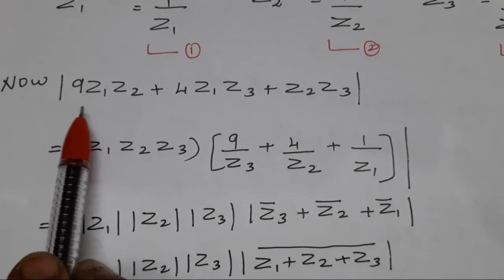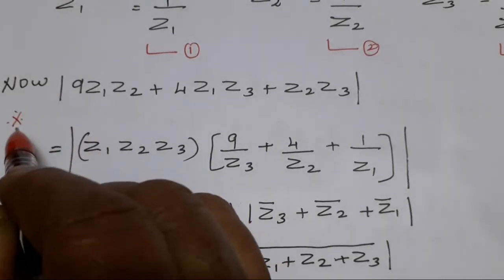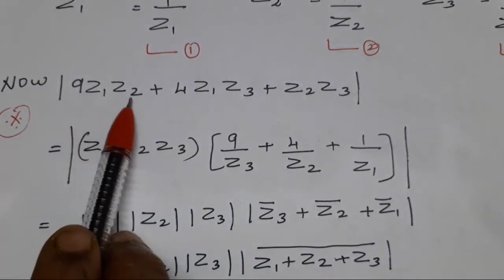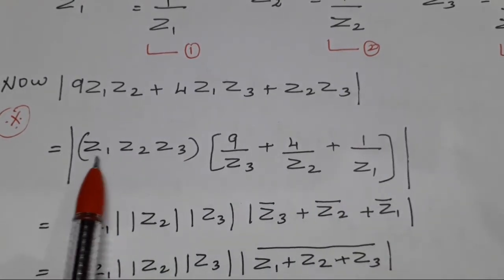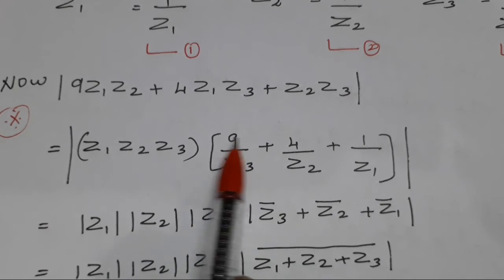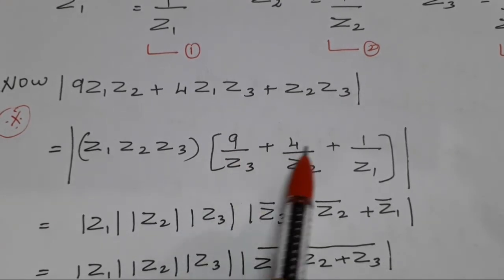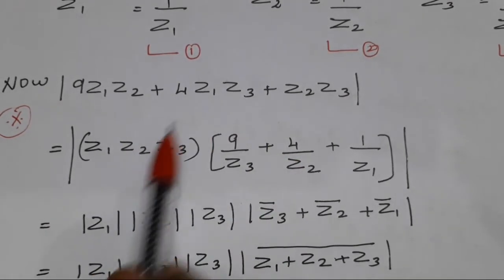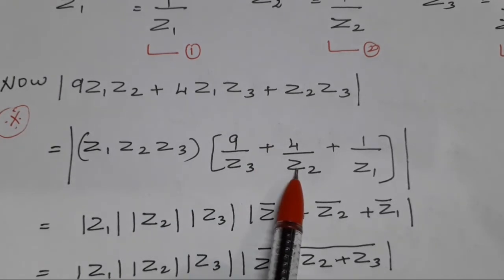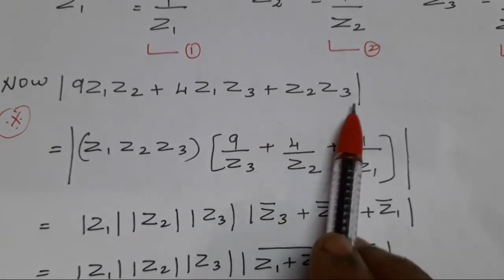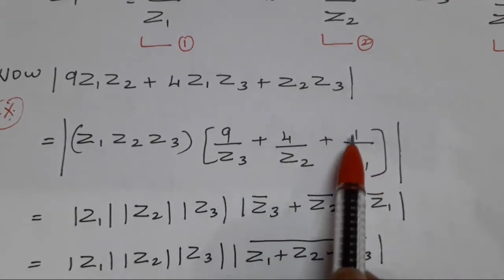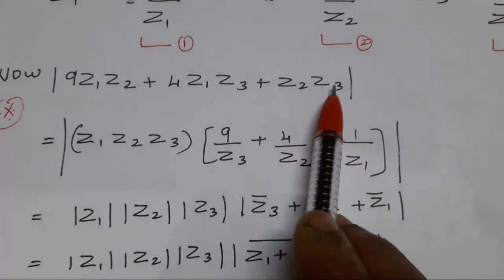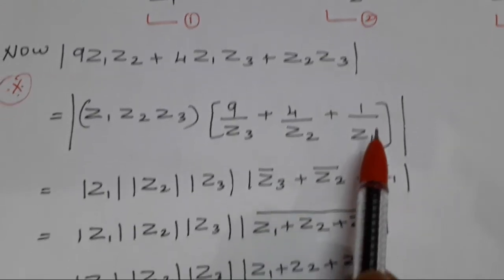Therefore, this is a very, very important step. You take Z1, Z2, Z3 common outside and put everything inside the modulus value. Z1, Z2, Z3 taken outside, the balance is what? 9 by Z3 plus 4 by Z1 Z3, Z2 is missing, so by Z2. Here also plus 1 by... There is no number. Z2 into Z3 is nothing but 1 by... Z2, Z3 is having. Which one is missing? Z1. So like that you take.